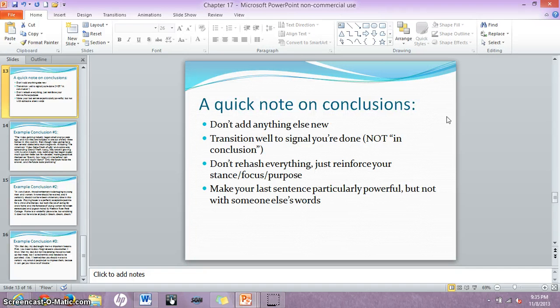And then make your last sentence particularly powerful, but don't end with somebody else's words. Don't end with a quote. If you want to end with a quote, that's fine, but you need to draw it back to your words too. Does that make sense? So end on your own words and end as powerfully as you possibly can.